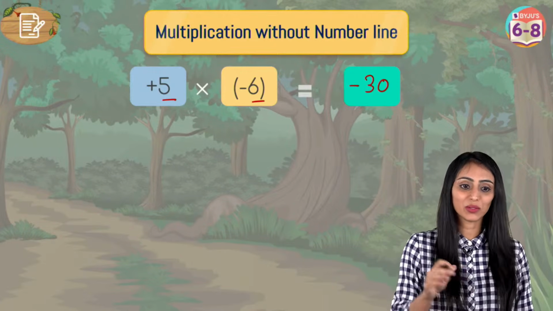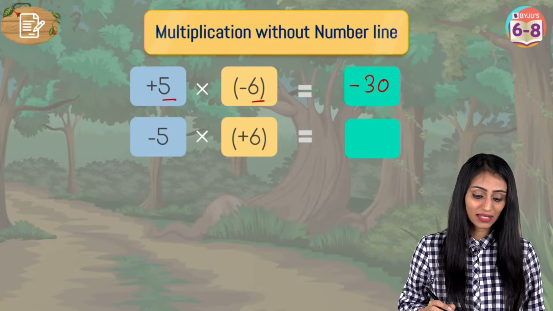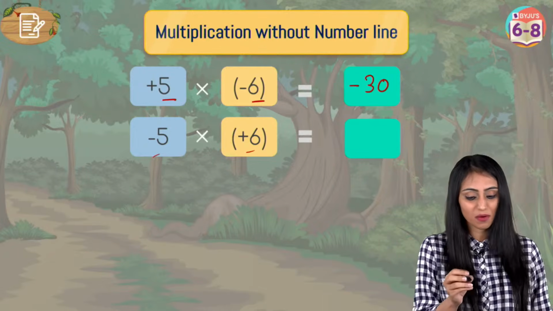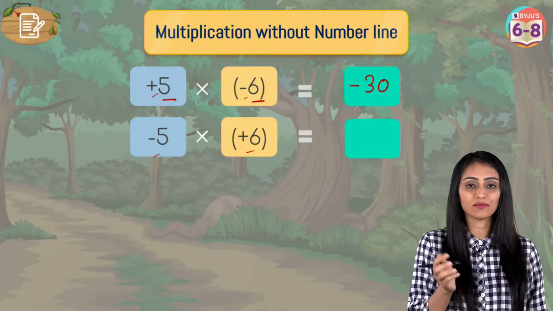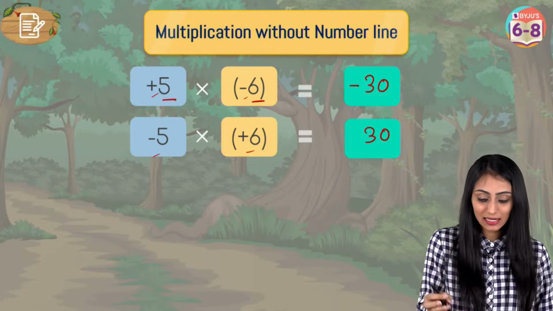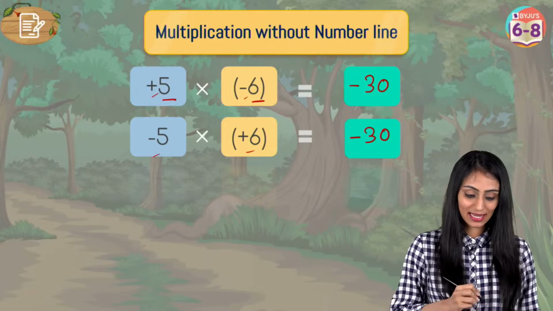Yes, Narendra, whatever doubt you have, please write that in the comment section. Talking about this, minus 5 times plus 6. Again, signs are different. It doesn't matter which one is negative and which one is positive. We just have to see that signs are different. So 5 times 6 is 30. Since signs are different, the answer would be negative. Yes, easy one.